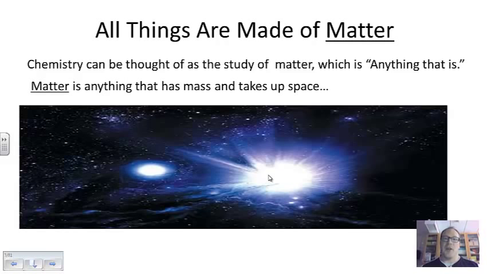First of all, I want to let you know that everything is made up of this stuff we call matter. Matter is anything that has mass, matter is anything that takes up space, and chemistry, because it's the study of matter and the interactions of different types of matter, can really be described as the study of anything that is. So if it is, it's chemistry.